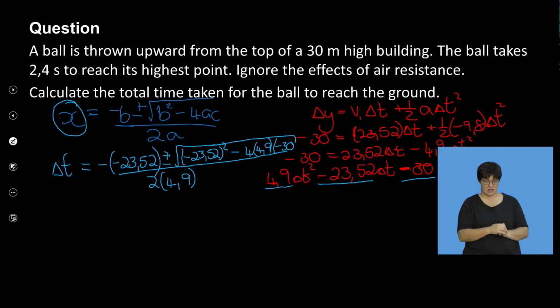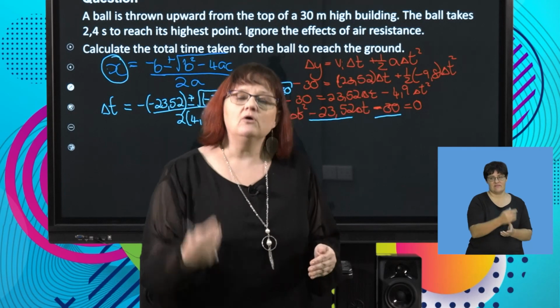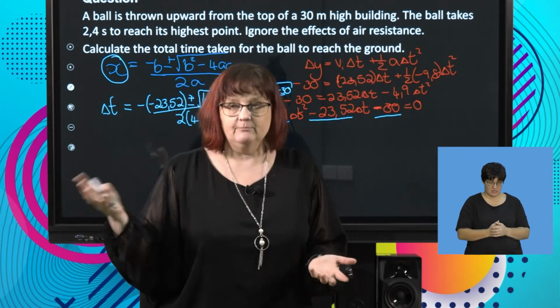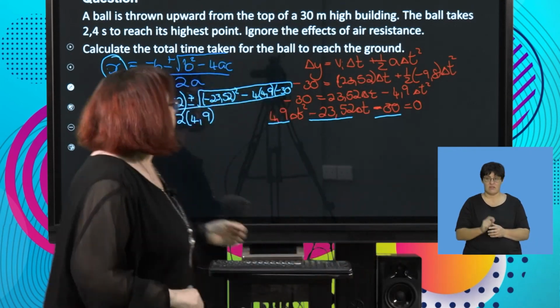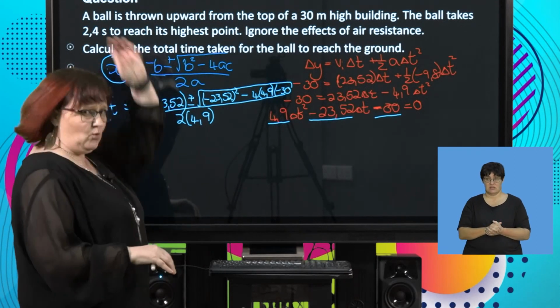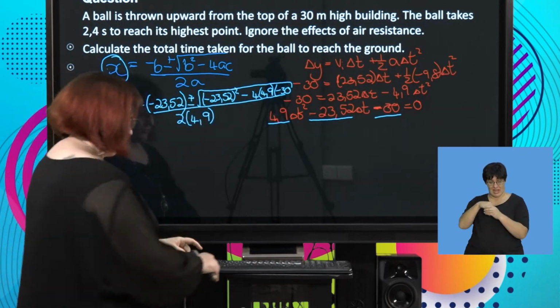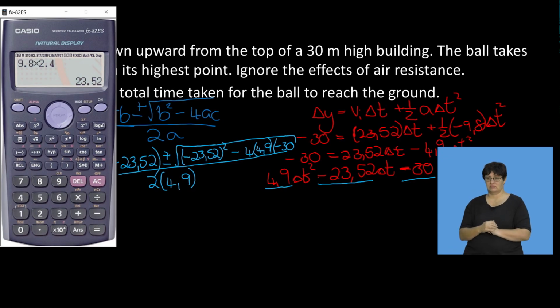The first thing you need to take note of is that if underneath your square root, that ends up being a negative value, you've made a mistake, because you can't take the square root of a negative number. That's the first thing. From here, now it's all a maths thing. I'm going to solve what's in the bracket first, because I want to get rid of that square root, not the bracket, the square root.